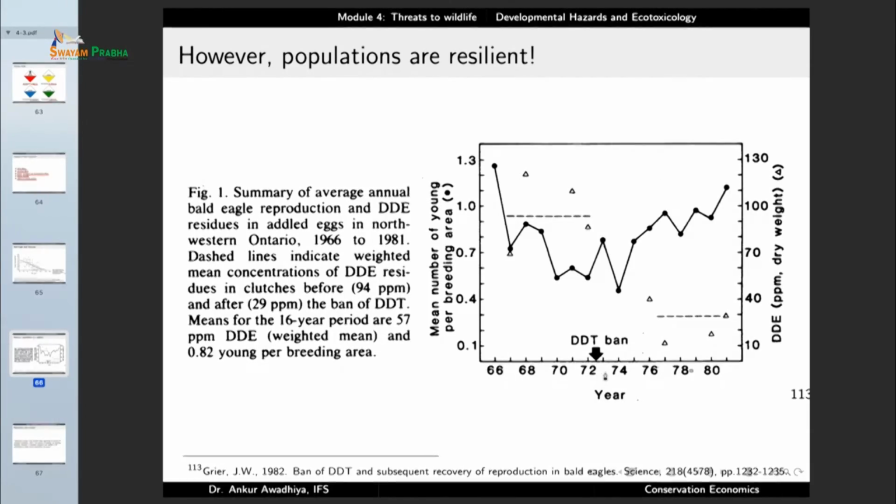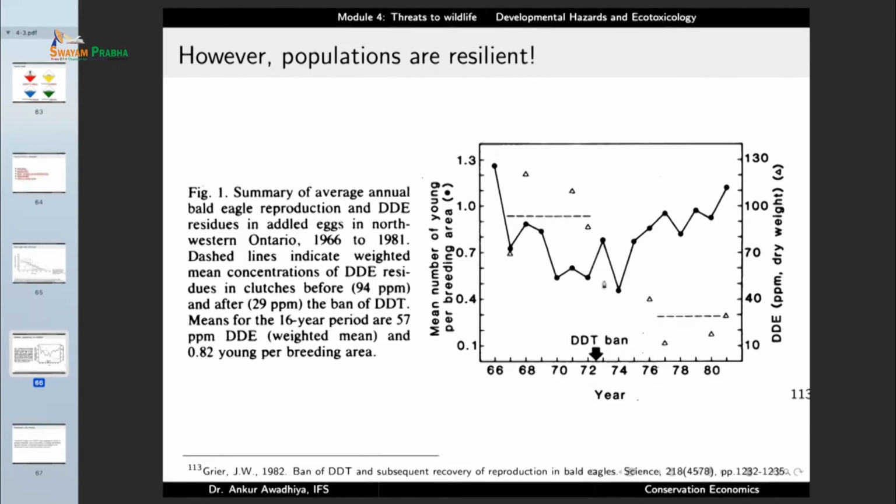After the ban, it took a few years, but then the concentration came down to around 30 ppm. Now remember that here the concentration has not gone down to zero because it is a persistent chemical, but the concentration has come down. Now, before the ban, the mean number of young per breeding area was 1.3, and then because of the impact of DDT, it was coming down. So from a natural level of 1.3, it had come down to around 0.5.